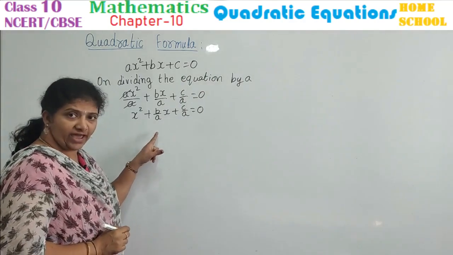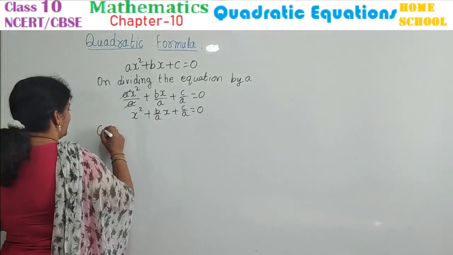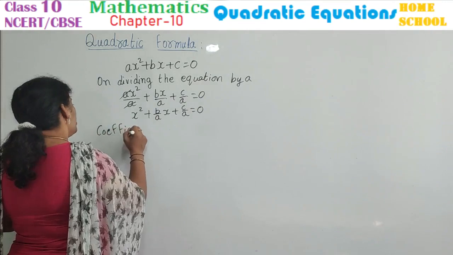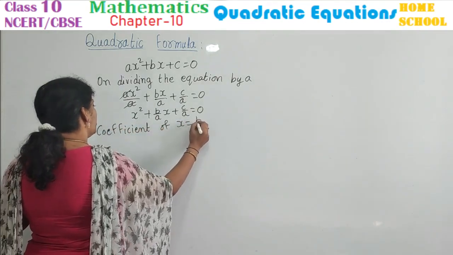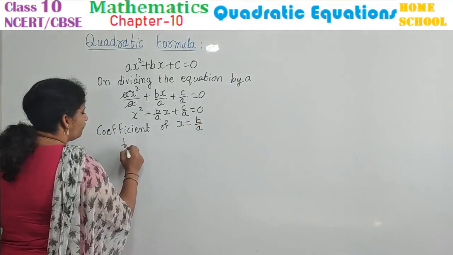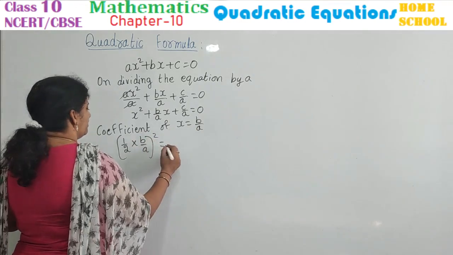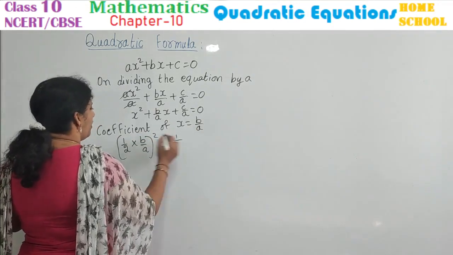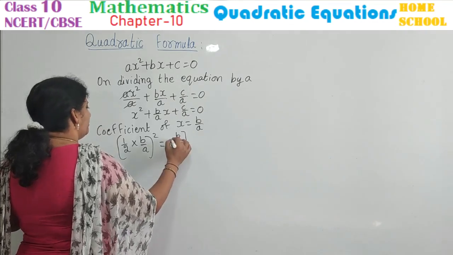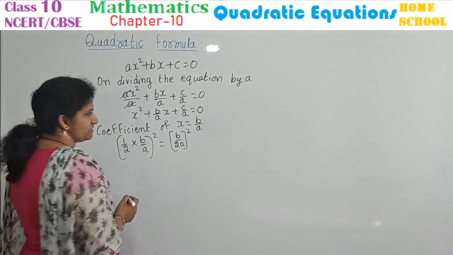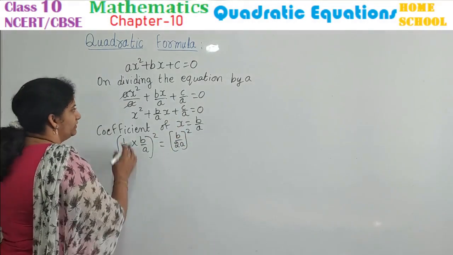Observe the coefficient of x, half of it whole square. Right now, the coefficient of x is equal to b by a. Half of the coefficient of x whole square is equal to 1 into b, 2 into a, 2a, so b by 2a whole square. This is the main term we need for this method.